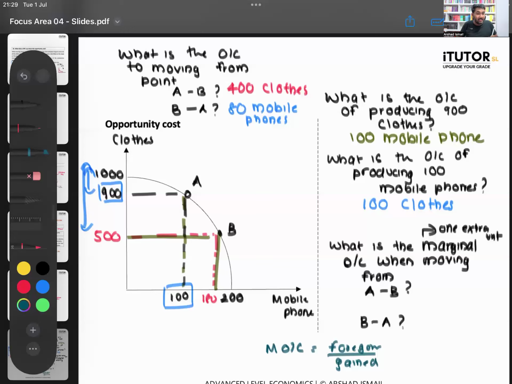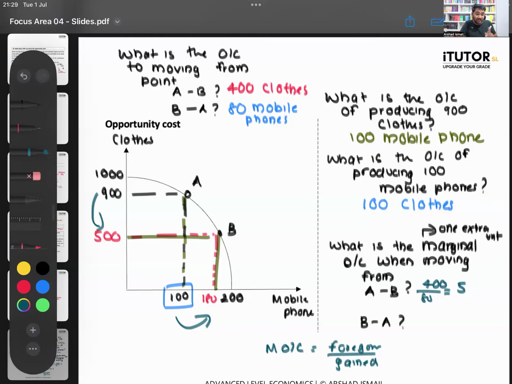So can you all tell me, when going from A to B, what are you foregoing? You're foregoing clothes. How much of clothes? Foregone 400 clothes. What are you gaining? A to B, you're gaining 80 phones. So 400 divided by 80. How much do you get? You get 5.